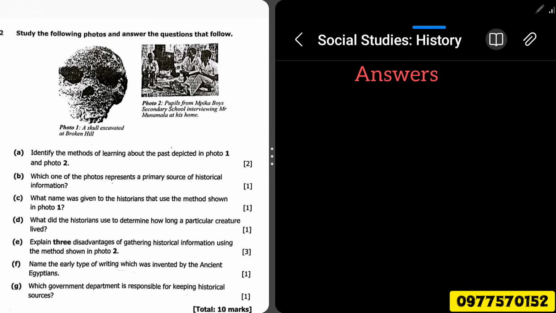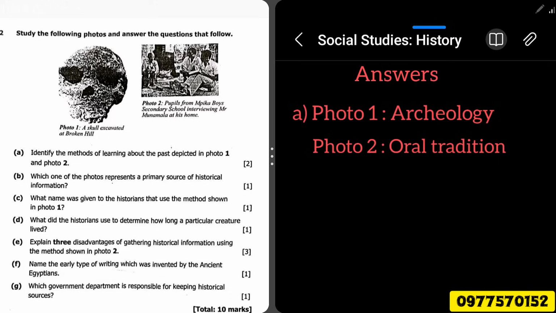First question: identify the methods of learning about the past depicted in photo 1 and photo 2. In photo 1, that is archaeology, also called digging history, which has to do with ancient remains. Then photo 2, that is oral tradition, where we learn about the past through word of mouth, like telling stories, also storytelling.